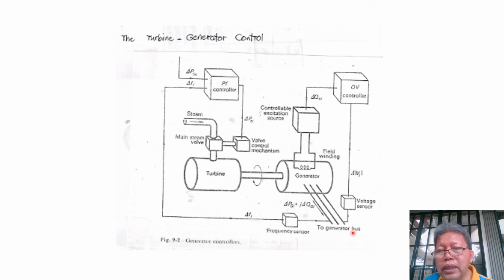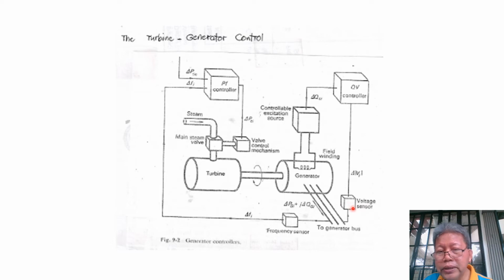Now, on the other side, we have the voltage and reactive power control of our generator. So again, we have a voltage sensor connected to one of the terminals of our generator. And again, this voltage sensor will compare the actual voltage measured by the sensor as against the standard voltage or rated voltage of the generator.